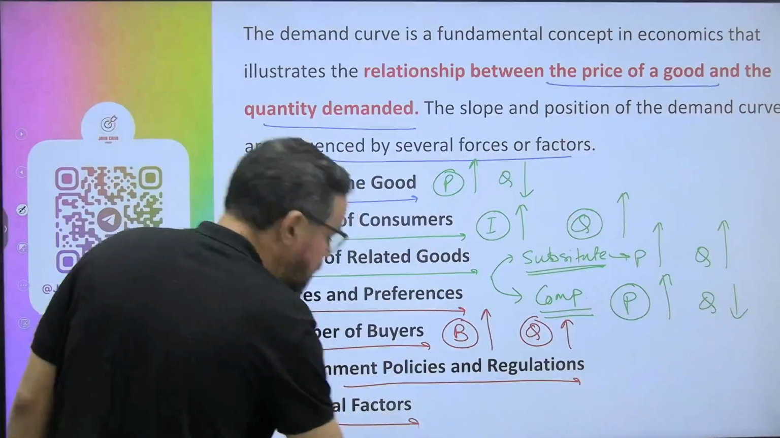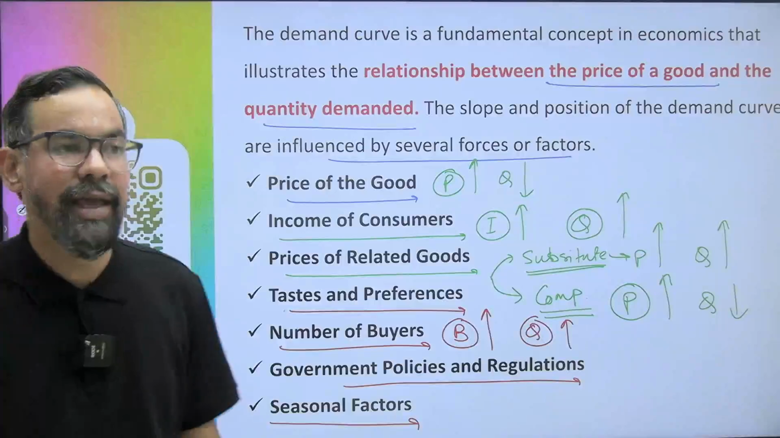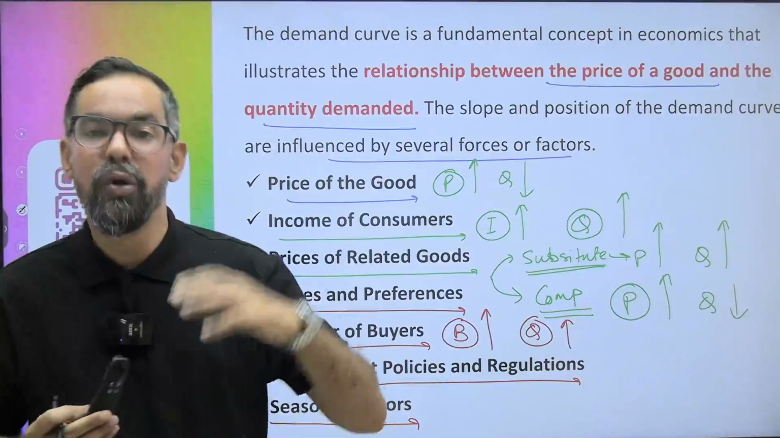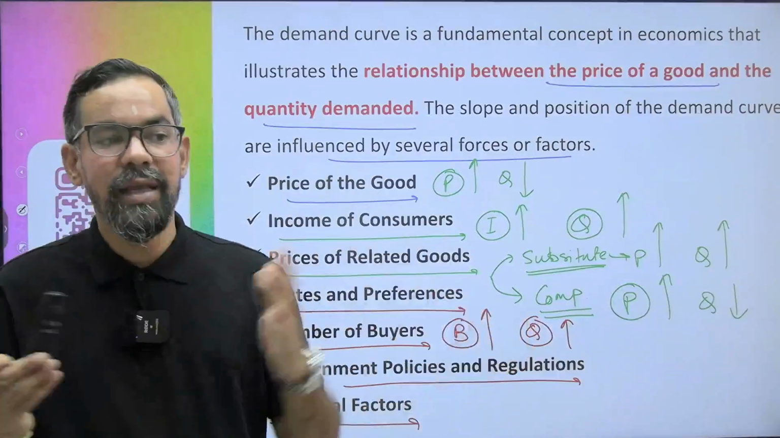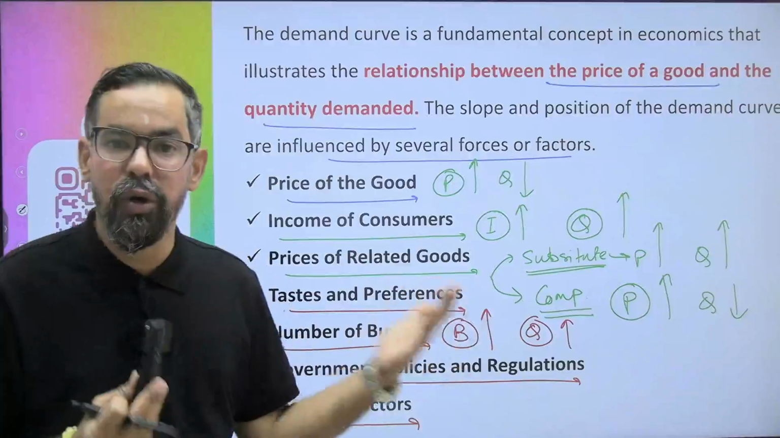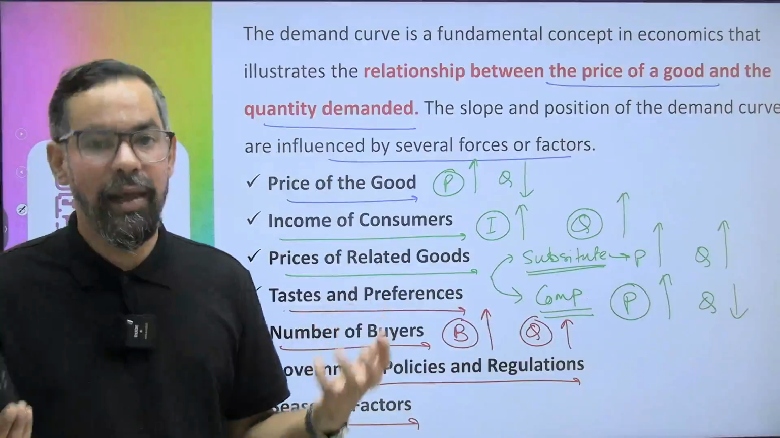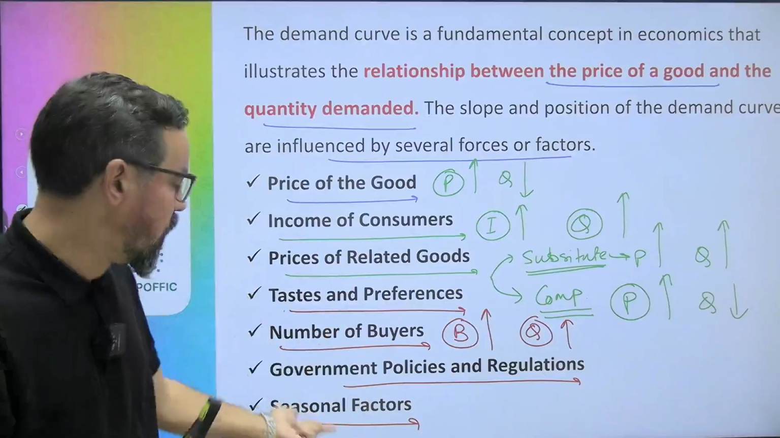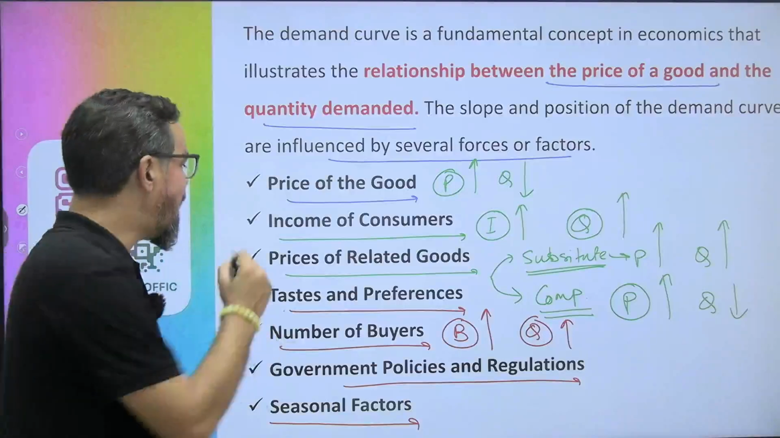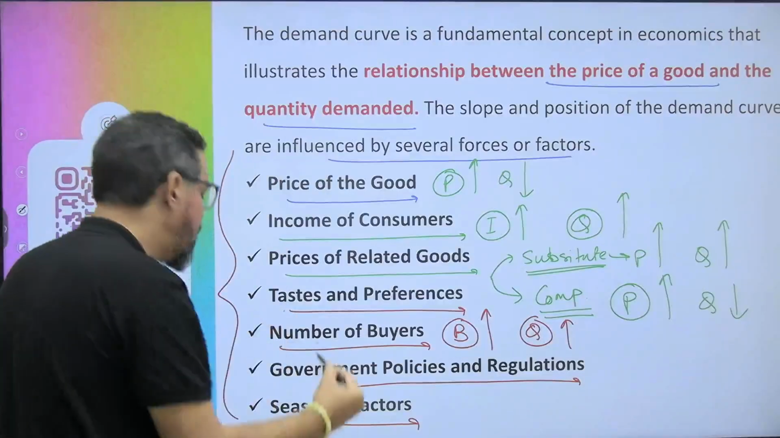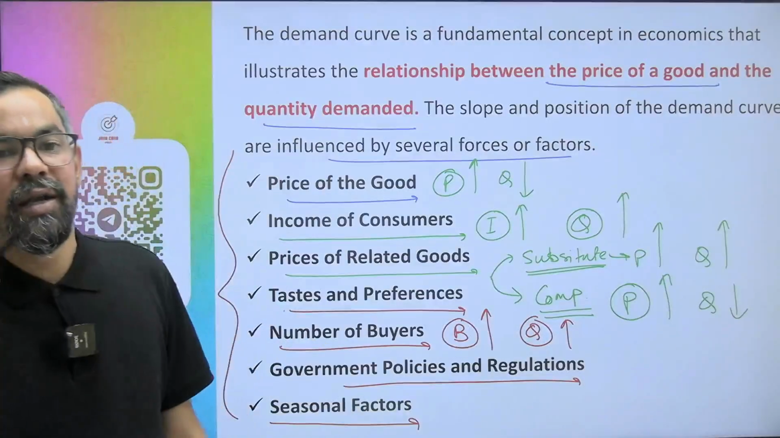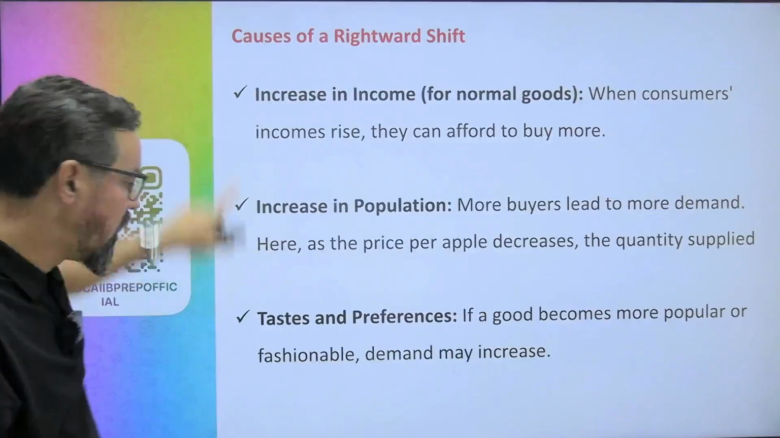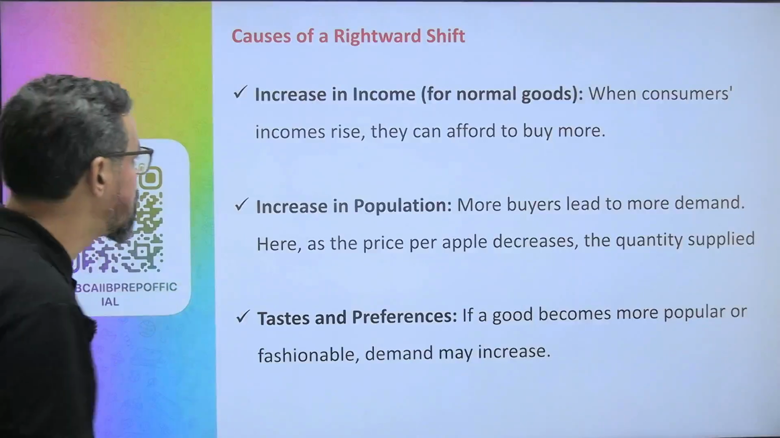Seasonal factors: there are some seasonal goods, like in winters there is more and more demand for tea and coffee. In summers there is more and more demand for cold drinks and other soft drinks. So these are the factors which generally affect our demand curve, right? So here we have the detailed explanation also.